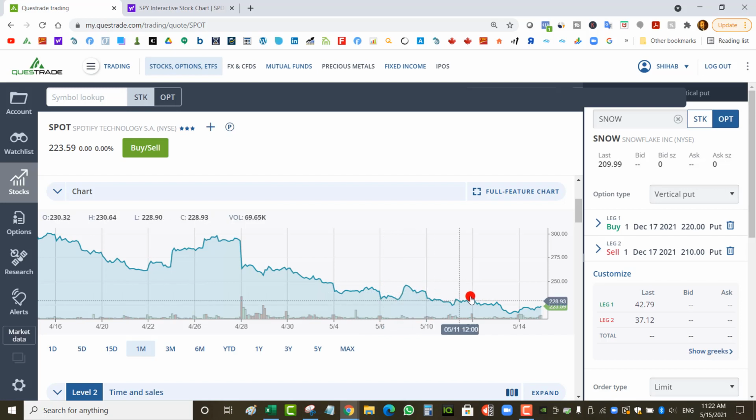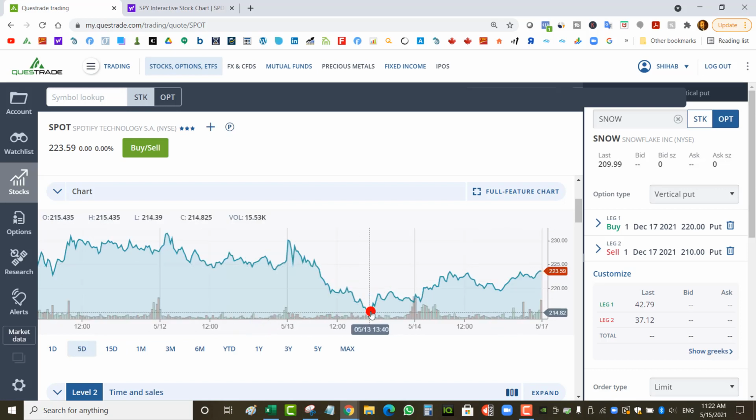And as you can see, Spotify just keeps dropping. At some point, it was at 217 this week. If we look at the 5-day chart, look over here, it was at 214. So this one's bad. Now I really need Spotify to come back above 250. It's at 223 right now.